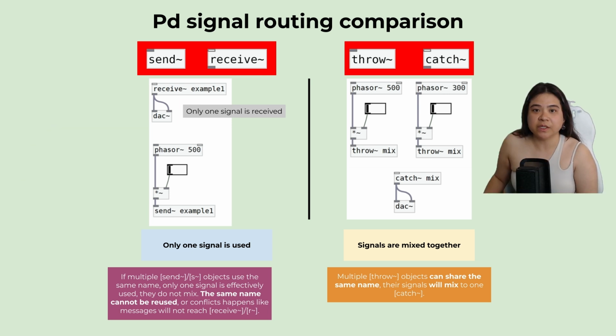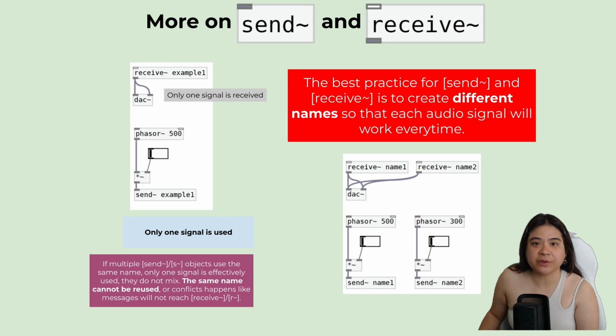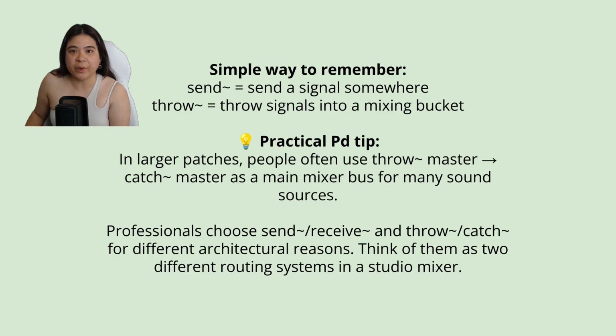Multiple throw tilde objects can share the same name. Their signals will mix to one catch. The best practice for send tilde and receive tilde is to create different names so that each audio signal will work every time. Simple way to remember: send tilde equals send a signal somewhere. Throw tilde equals throw signals into a mixing bucket.